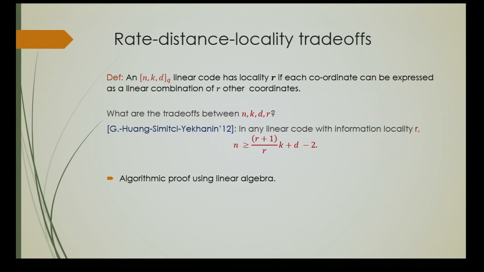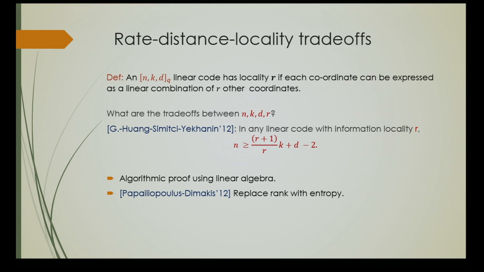We were interested in this question of what are the trade-offs between rate, distance, and this new parameter called locality. It turns out that you can get an exact bound here, which generalizes the Singleton bound. And this is the shape of the bound. It tells you that you need a constant overhead for constant locality, and then what you expect for distance. The proof is essentially an algorithmic proof, the kind of proof which a computer scientist might like.